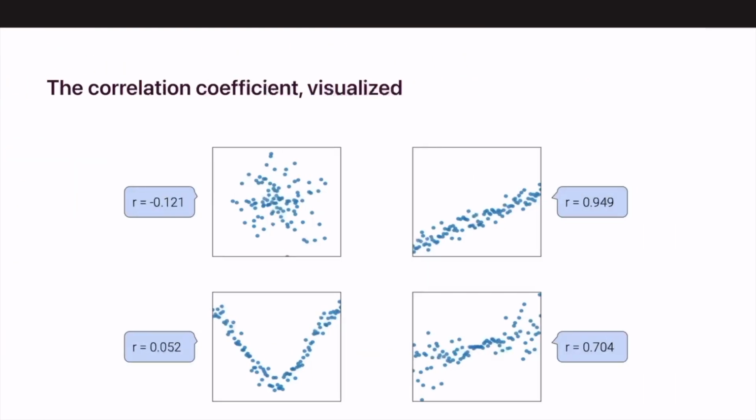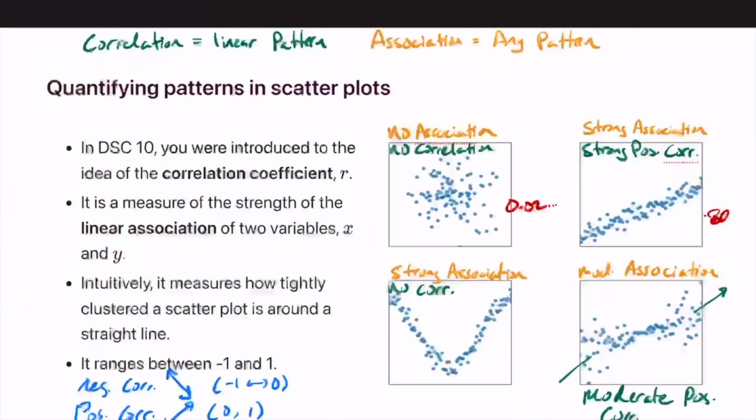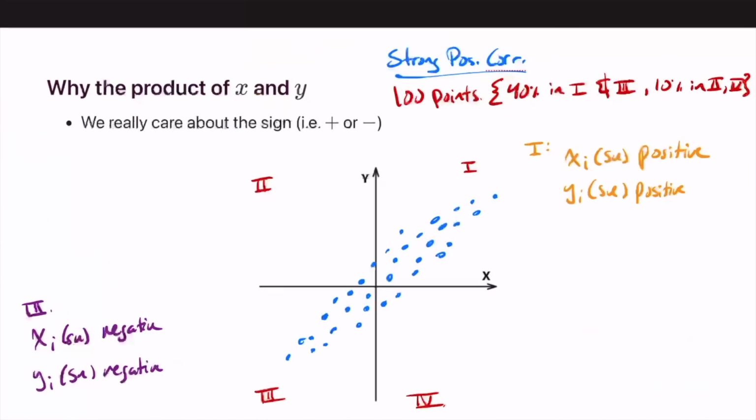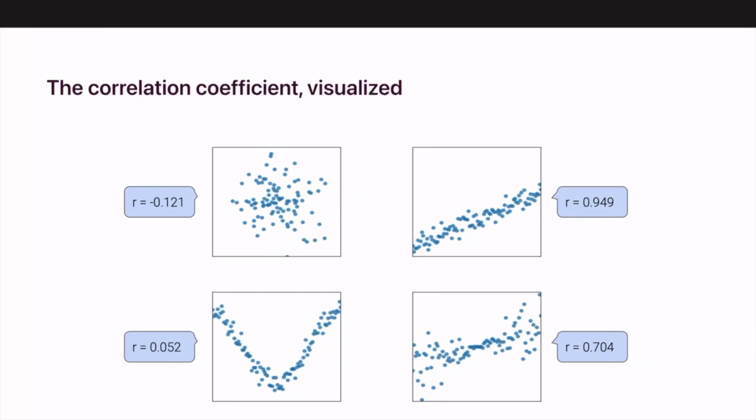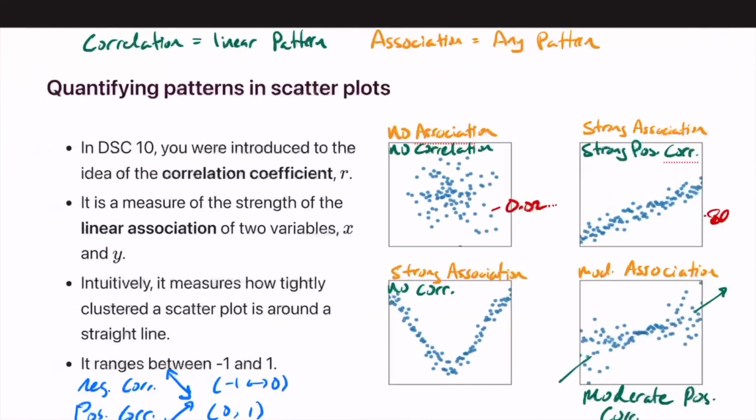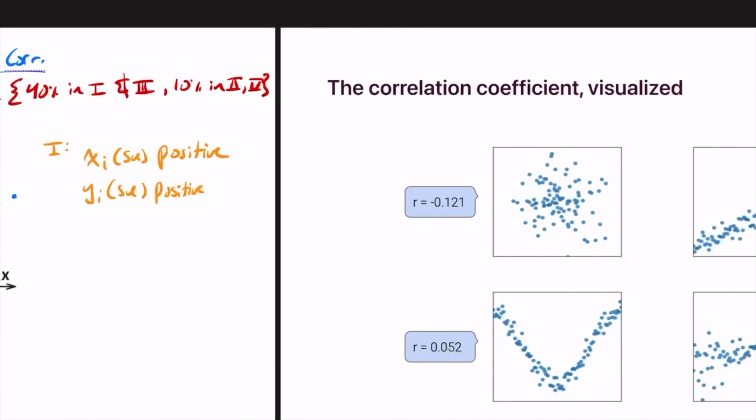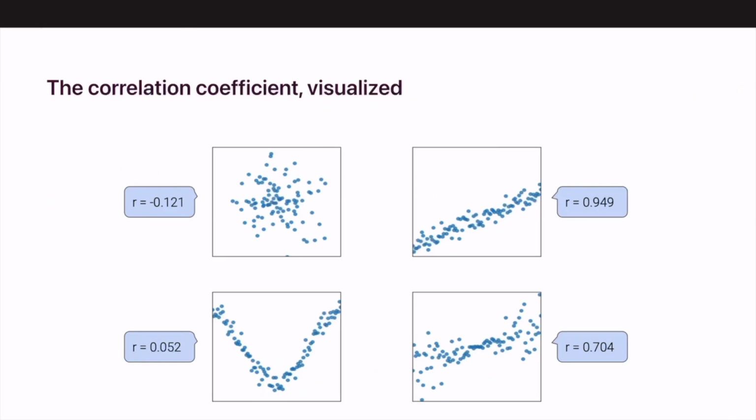And we can see these correlation coefficients visualized. Negative 0.121. First of all, we'll put this guy right here, and we'll pretend that was always there. 0.02. Okay, not too far off. 0.949. 0.8, not doing too well. Okay, so maybe I need to go back and play more of that game.